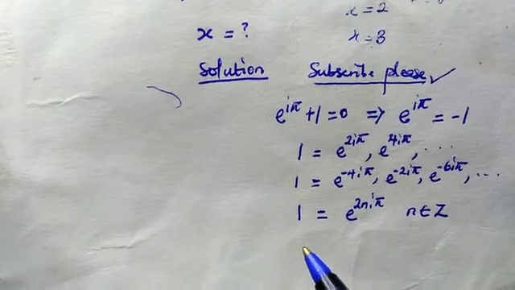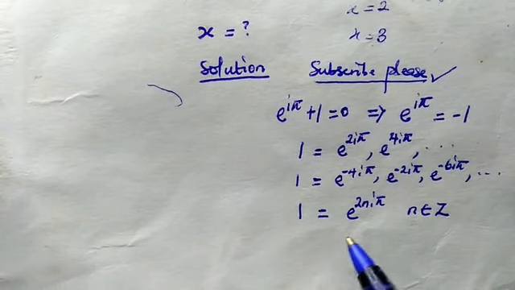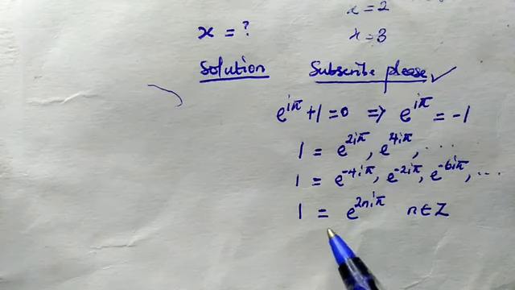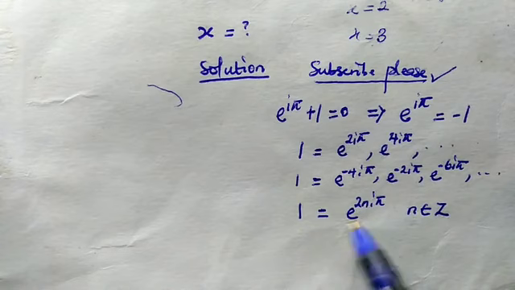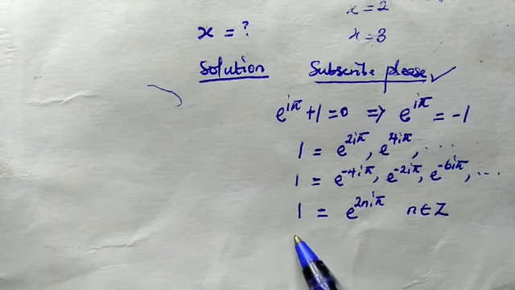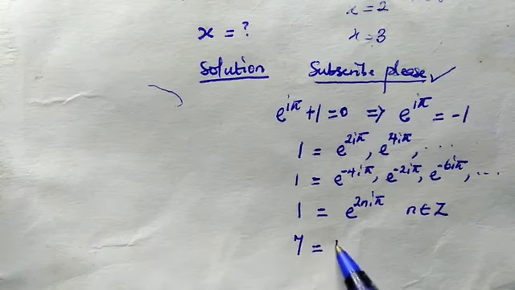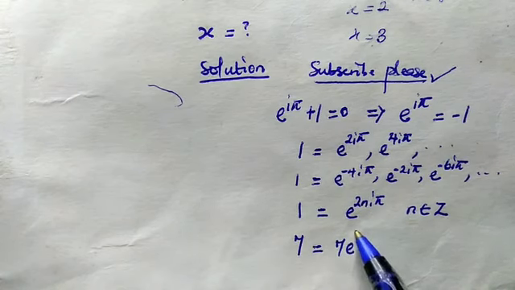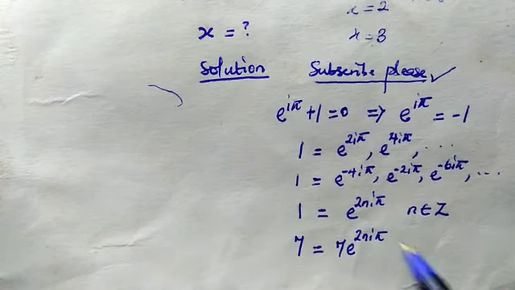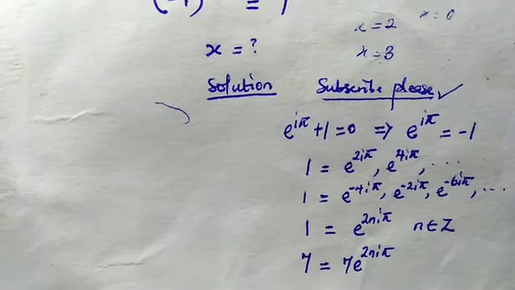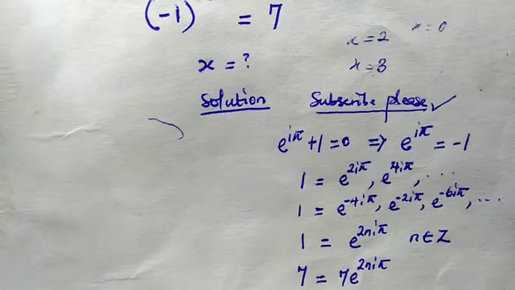Okay, now, how is this going to help us here? Now, if you multiply both sides by 7, here we get 7 is equal to 7 times e to the power of 2n i pi, right? Then, let's go back to the problem.